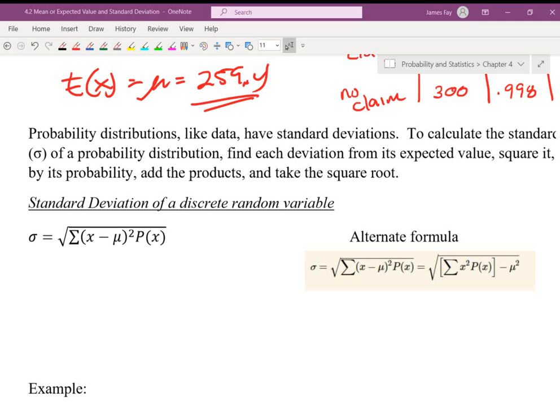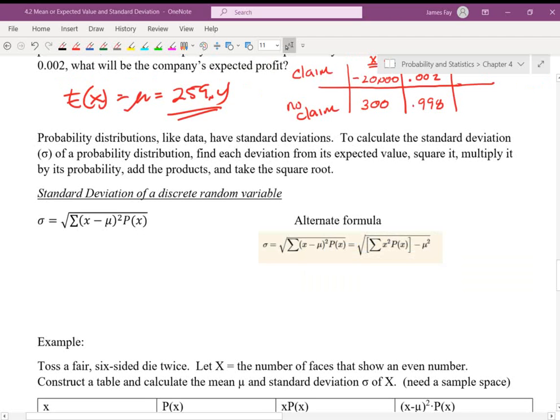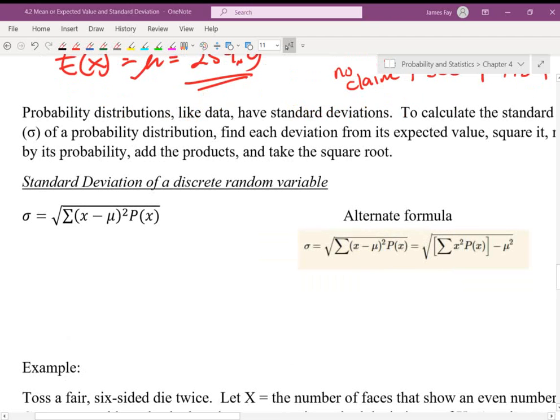So it says for the standard deviation of a probability distribution, you first find each deviation from the expected value. In my formula, the deviations are the differences. How far are we away from the mean? Then we square the deviations, and then we multiply each squared deviation by its accompanying probability. Once we have those, we sum them together. That's what the sigma here stands for. Once you have that sum, you take the square root to find the standard deviation.